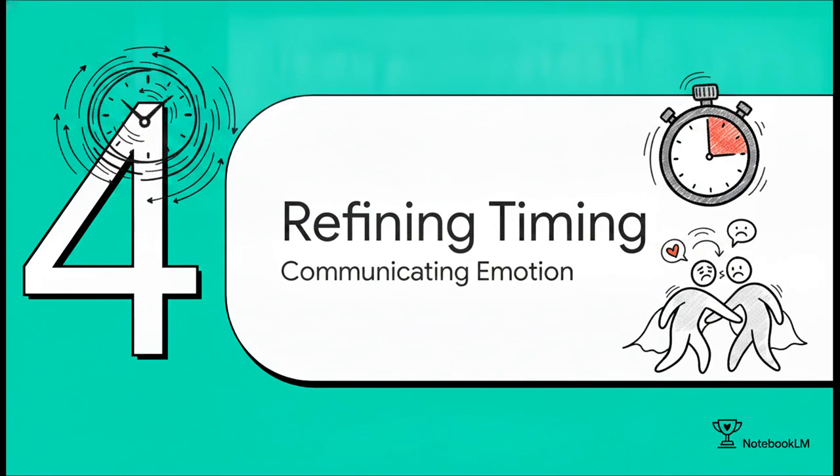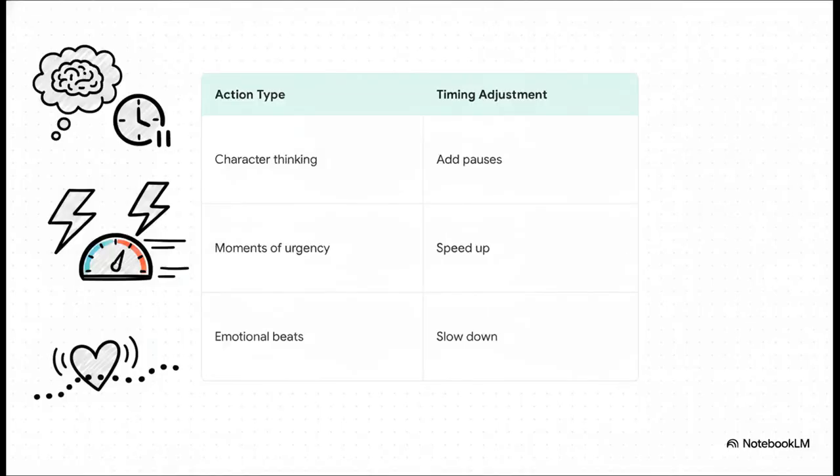And that brings us to the polish phase. Section 4, refining timing and emotion. Listen, timing communicates emotion just as much as a facial expression does. It's huge. Once your staggered motion is working, you have to adjust the spacing based on the specific action.